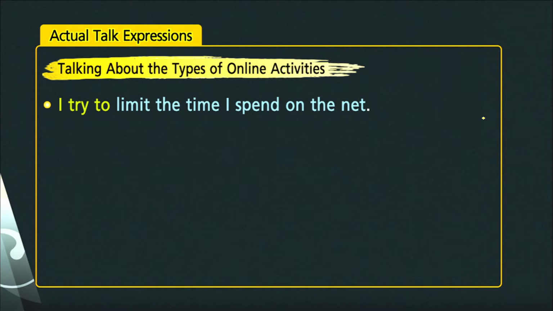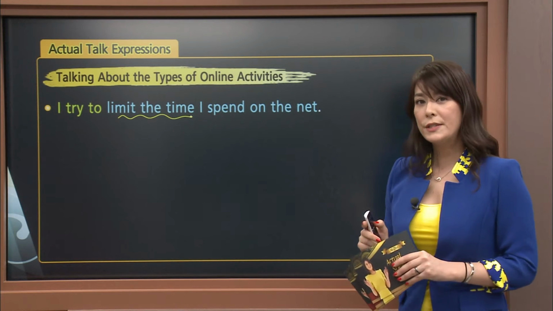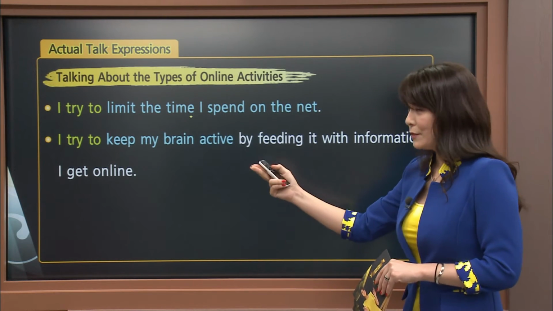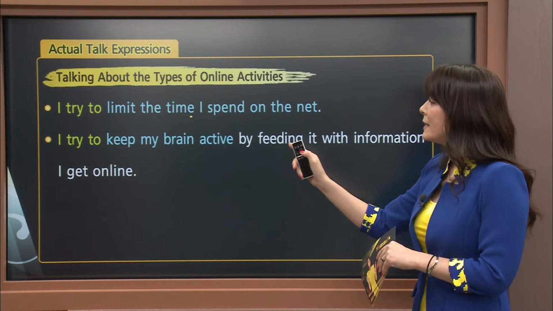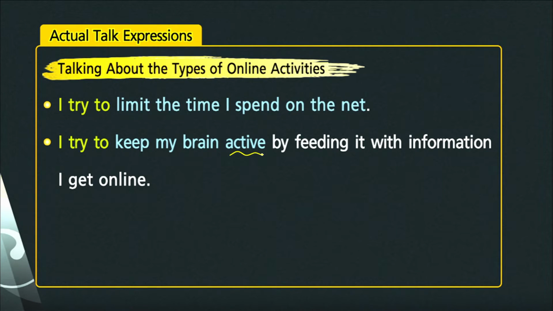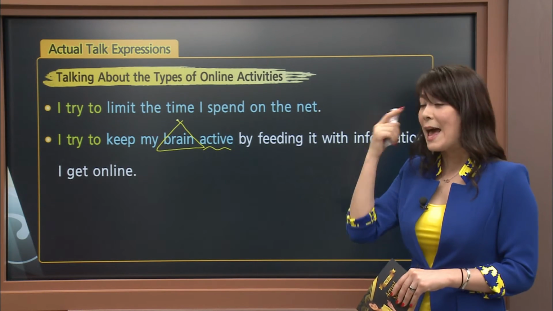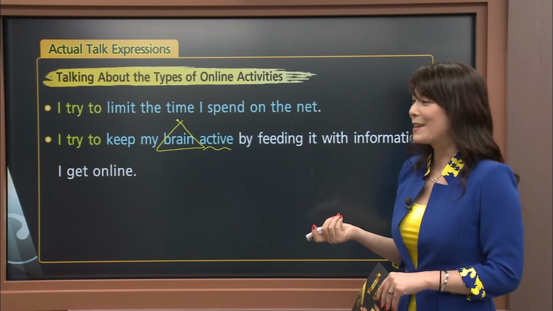Now, let's talk about the types of online activities. You can say, I try to limit the time I spend on the internet. Okay, limit the time, meaning I try not to spend too much time on the internet. Another one, I try to, now keep that pattern in mind, keep my brain active by feeding it with information I get online. So you're trying to keep your brain active, meaning you constantly try to think and think and think. You're keeping your brain active. You're exercising your brain, in other words.